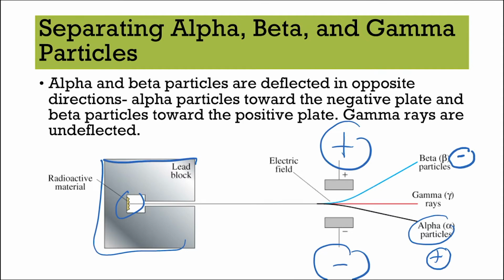Getting back on track, the gamma ray, remember, doesn't have a charge, so it's not going to be pulled towards the positive or the negative. It will pass right through the center. It will not get distracted by the charge.